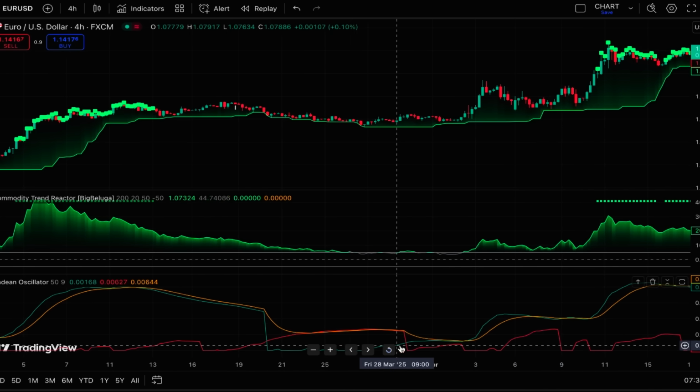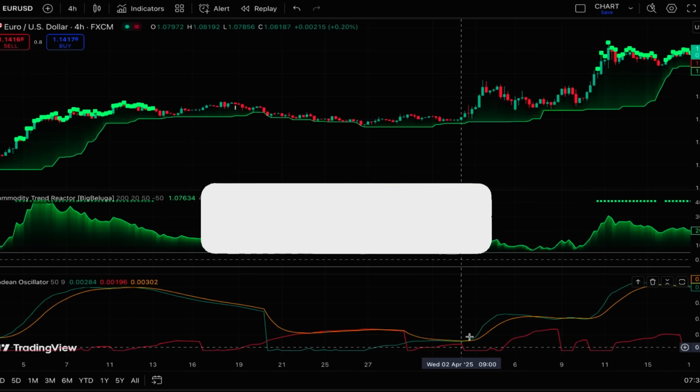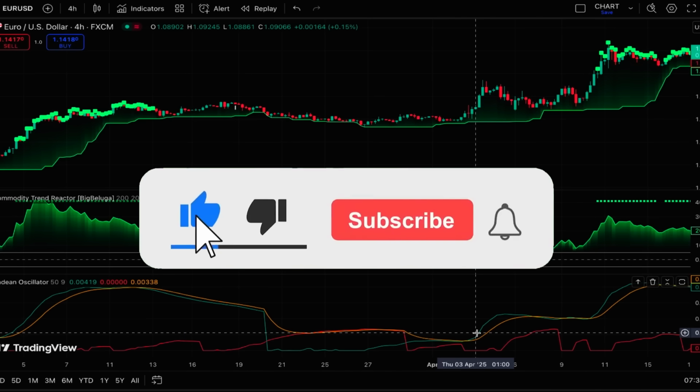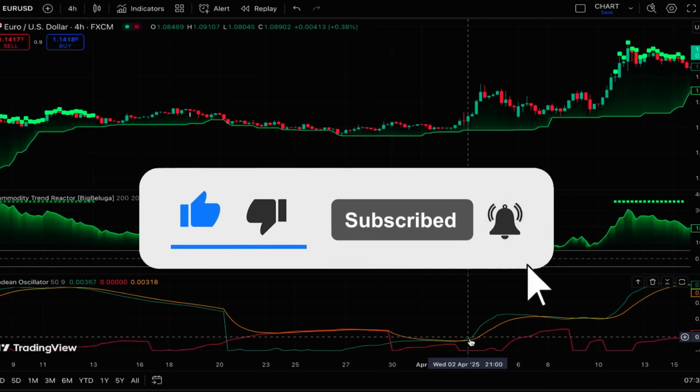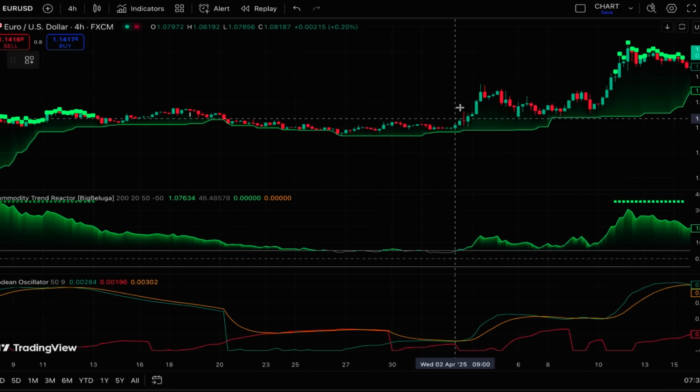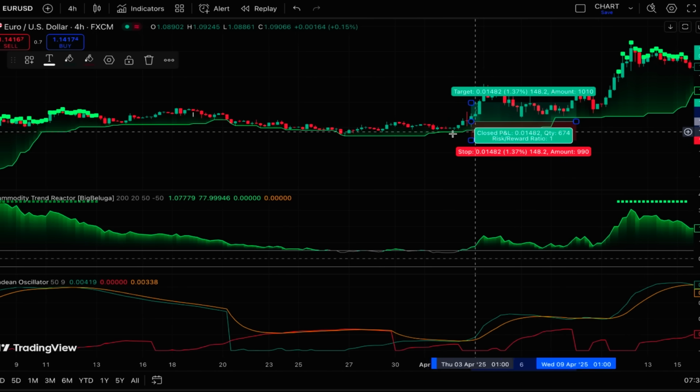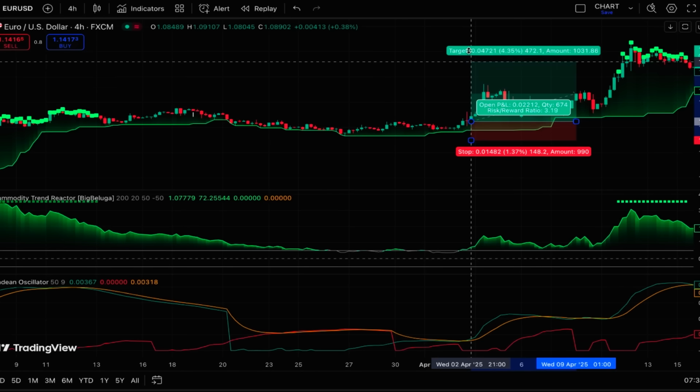The green line crossed above the red line and then after that crossed above the orange line. This is the ideal signal that we're looking for. So here we have a confirmed buy signal, and we can enter a long position at this point when this new candle is opened. The stop loss is placed below the previous swing low and the profit target at a risk to reward ratio of 2.